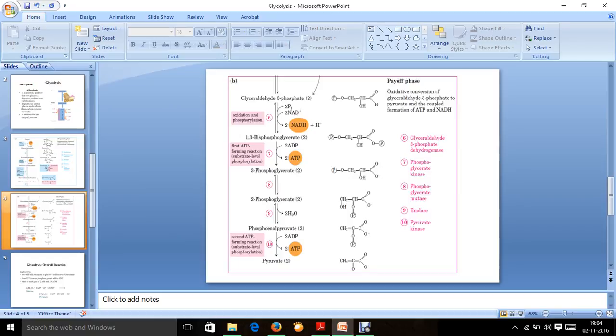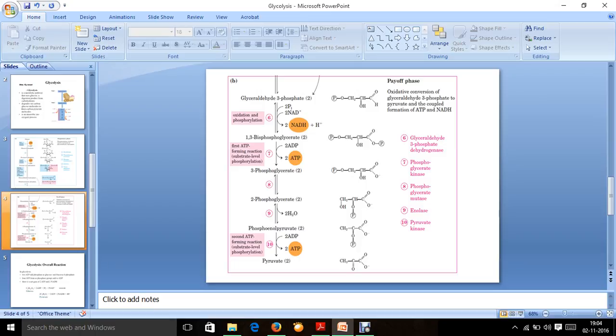Payoff phase we can also call the energy production phase, because here we will be getting a net gain of 2 ATP. We have utilized 2 ATP in the preparatory phase, and here we will be getting 4 ATP. So there will be a net gain of 2 ATP, and also 2 NADH will be produced in reaction number 6. So ultimately we are getting 2 ATP and 2 NADH.